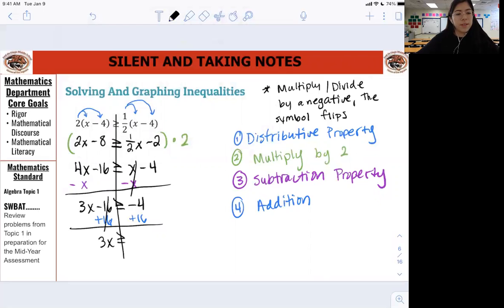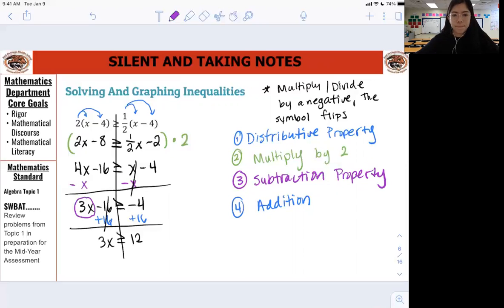What's -4 plus 16? 12, good. And I'm going to pause here to answer a couple of questions. Question number 1, how did I get 3x? Who can tell me, how did I get 3x?